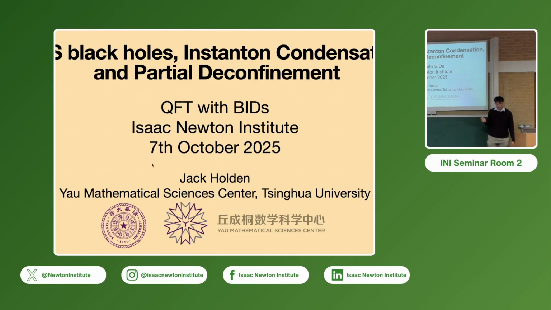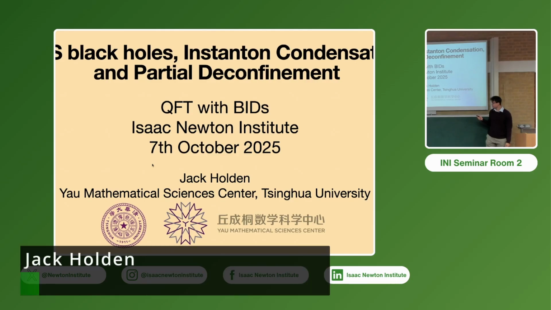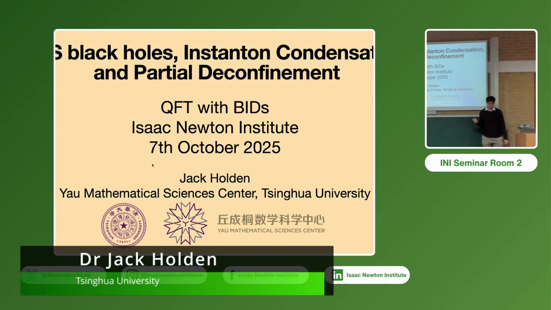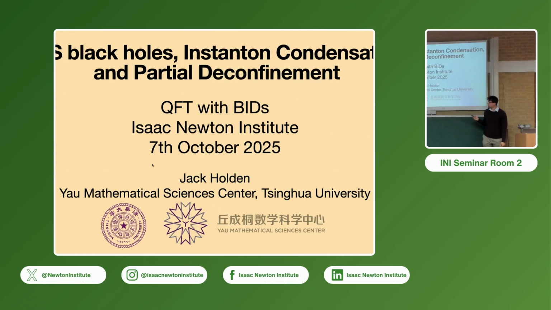I'll be talking about a connection between BPS black holes, instanton condensation, and the partially deconfined phase. But in many ways, this talk can be considered to concern the Polyakov loop and how you can use the Polyakov loop in a fairly unconventional way to find a connection between these three things.